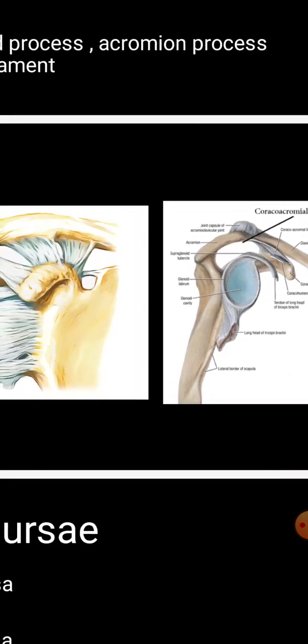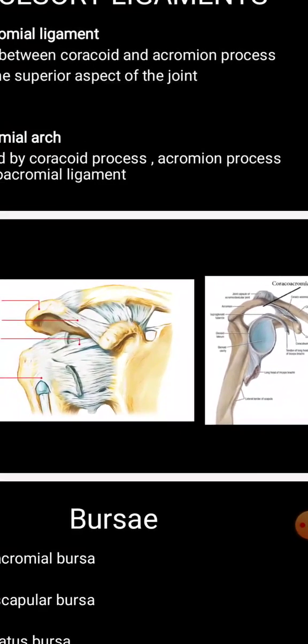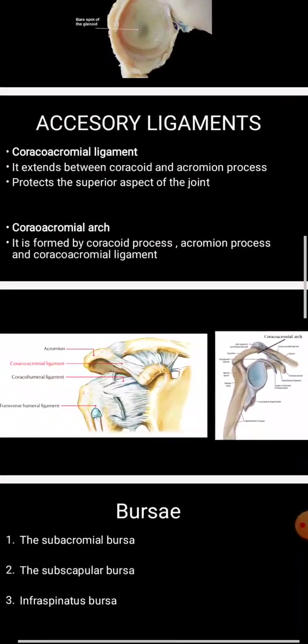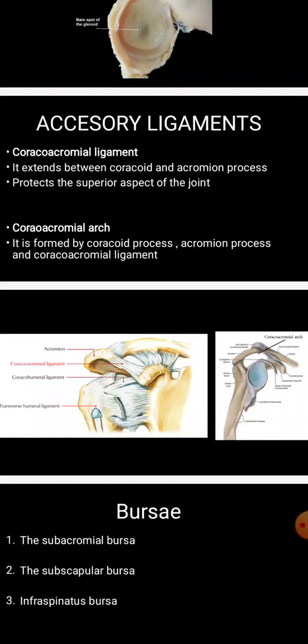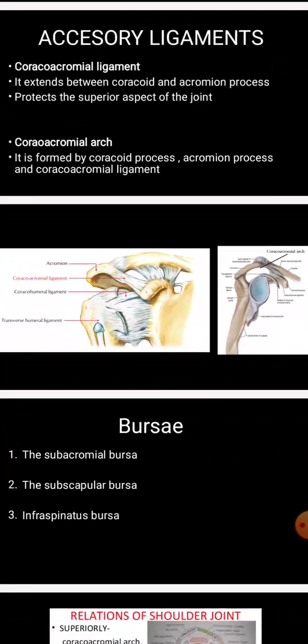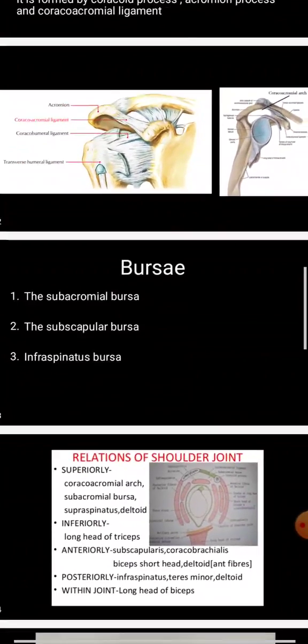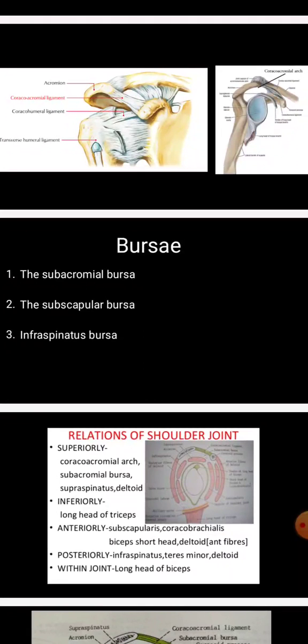Okay, so these are the accessory ligaments of the shoulder joint. So we are dividing the ligaments of the shoulder joint into two parts. One are the main ligaments, second is the accessory ligaments. Now coming to the bursas related to the joint. You should know the names of the bursas which are related to the shoulder joint.